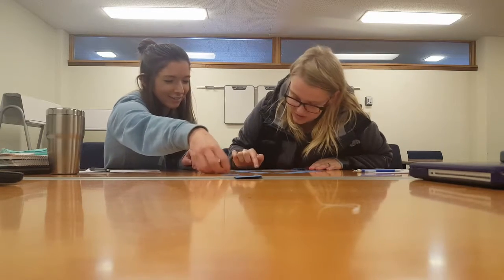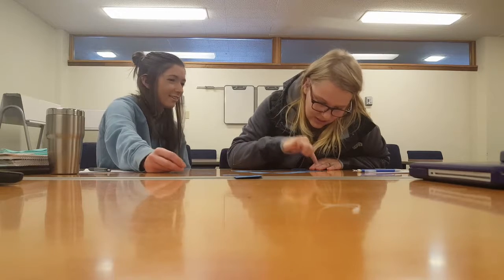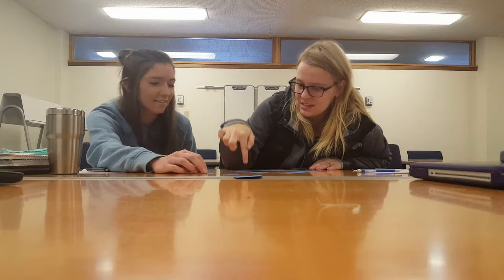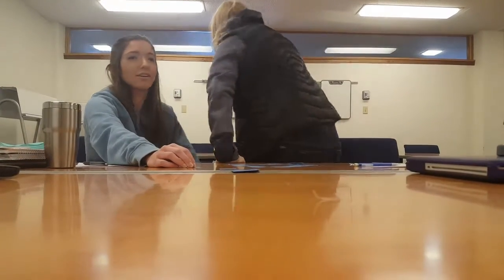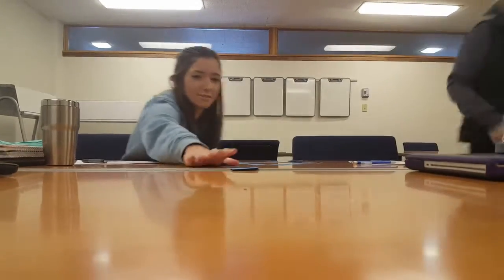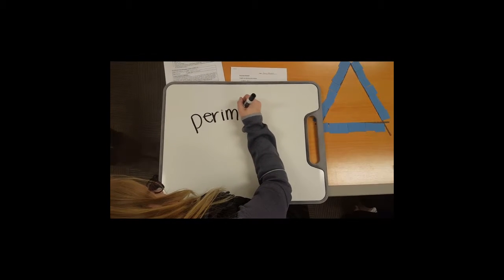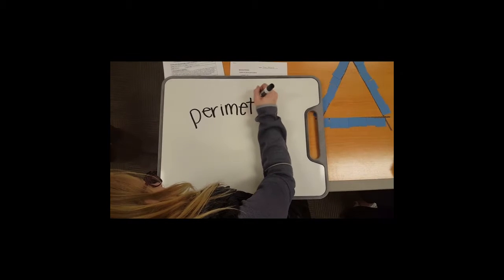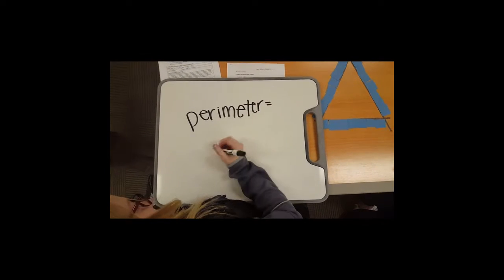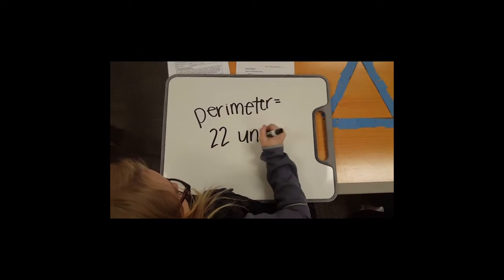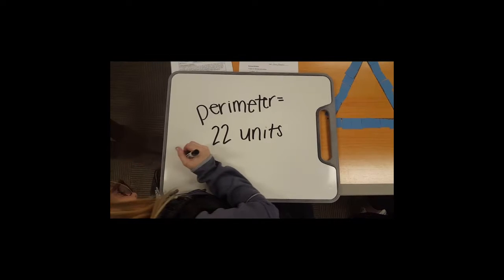Okay, we got 1, 2, 3, 4, 5, 6, 7, 8, 9, 10, 11, 12, 13, 14, 15, 16, 17, 18, 19, 20, 21, 22 squares around our shape. Great. Now, why don't you run up and write it on the whiteboard? Go, go, go. Perimeter. 22, right? Yes. And make sure to write how you found the perimeter in an equation.